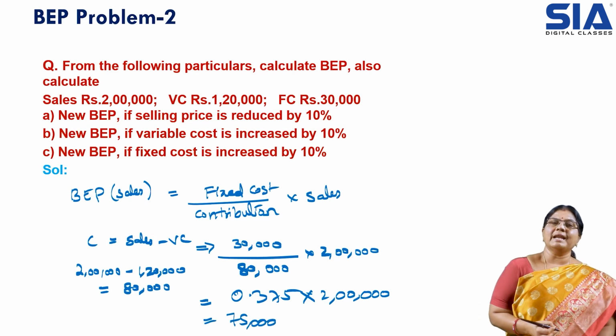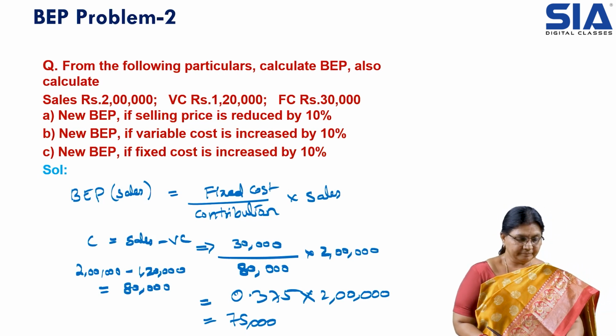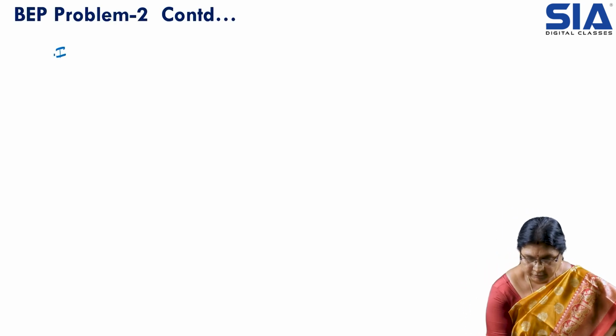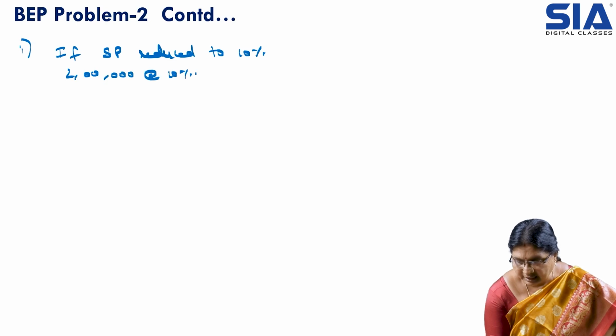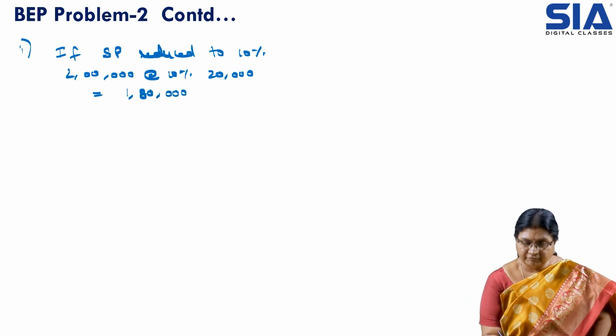Now the first question they are asking is what if the selling price is reduced by 10%. So if the selling price is reduced by 10%, that is 2 lakhs at the rate of 10%, which is 20,000. So sales will be 1,80,000. So when the sales are 1,80,000, we have to find out the BEP.